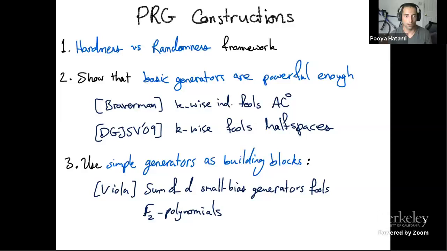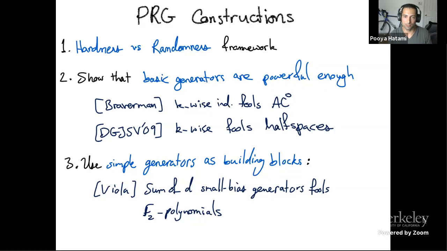The second way is to just pick one of these basic generators that we already have constructed, such as small bias distributions or k-wise independence, and realize that that's just enough to fool the class of function tests that you have at hand. And it turns out that this works sometimes. For example, the famous example that Braverman showed, that k-wise independence fools bounded depth circuits, or we know that bounded-wise independence fools halfspaces.